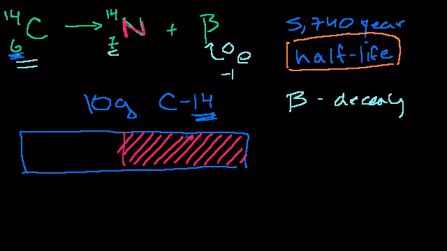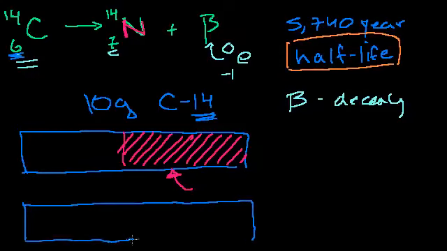And I've actually seen this drawn this way in some chemistry classes or physics classes. And my immediate question is, how does this half know that it must turn into nitrogen? And how does this half know that it must stay as carbon? And the answer is they don't know, and it really shouldn't be drawn this way. So let me redraw it. So this is our original block of carbon-14.